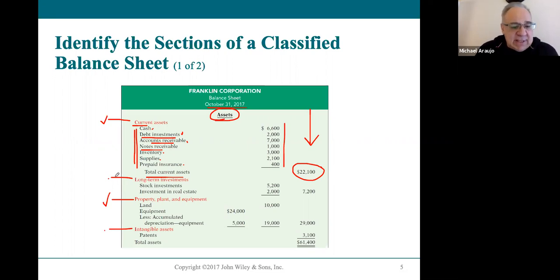Long-term investments are listed next as they would be on a classified balance sheet. Now here they have what they call stock investments. So here you learned about debt investments as you investing in debt. Guess what the stock investments are? That's when you invest in literally stock, right? Shares of ownership in a corporation. Those are the only two investments you can have, by the way. You could be an owner or a lender.